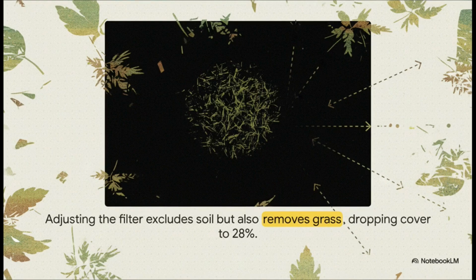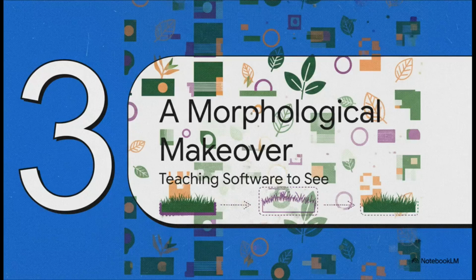We didn't fix the problem, we actually made it worse. We need a much smarter way to do this. And that smarter way has a pretty cool name, morphological transformation. This isn't just about filtering by color anymore. This is about teaching the software to think about the shape and the structure of the image, to clean up the data in a much more intelligent way.